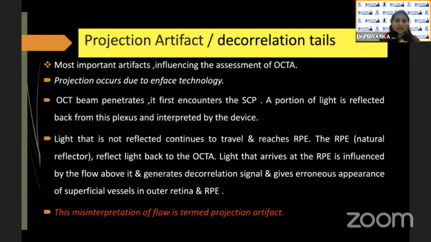Another very important artifact is a projection artifact. What happens when the OCT beam penetrates a superficial capillary plexus, then a portion of light is reflected back, but some light continues to travel and reaches the RPE, which is itself a natural reflector. Now, whatever light arriving at the RPE is always influenced by the flow present above it, and that really gives the erroneous appearance of superficial vessels in the outer retina and RPE. So this misinterpretation of flow is termed as projection artifact.